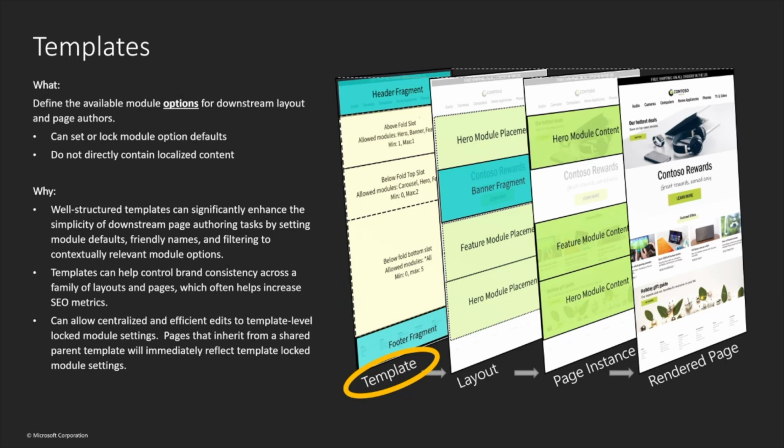You want to have some level of consistency across these pages, and also some level of efficiency for the authors creating pages on an ongoing basis. So templates can set or lock the module options for a particular type of page. They also don't directly contain any localized content. That's something important to understand here. That happens a little farther down the page model here that we'll get to.